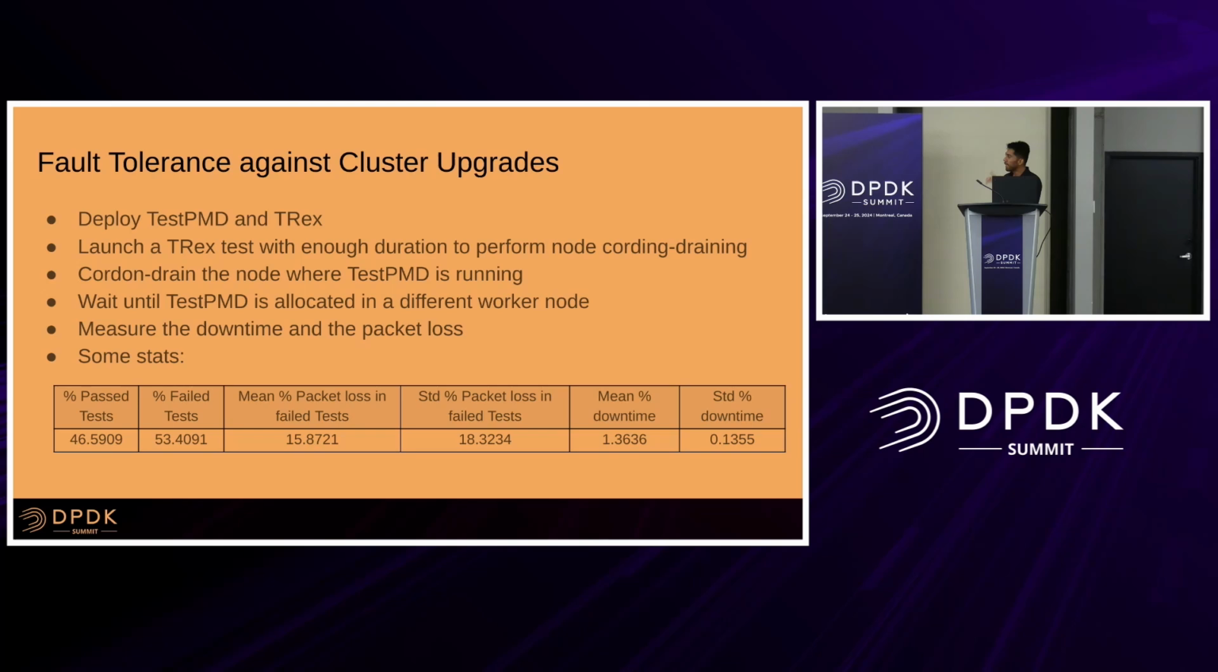And in the next slide, we're going to see a demo, but just before the demo, the idea of the demo is we're going to deploy TestPMD and TRex. Then we're going to launch a test while we are draining a node, one of the workers in Kubernetes. And we're going to make sure that Kubernetes does the toleration and redeploys a new pod in a different worker because there is anti-affinity. And we're going to measure the downtime and packet loss at the end.